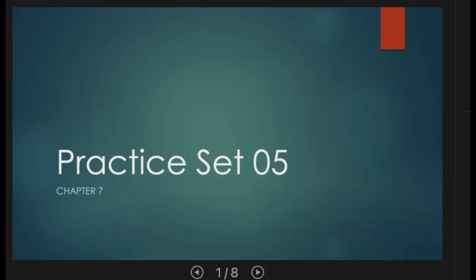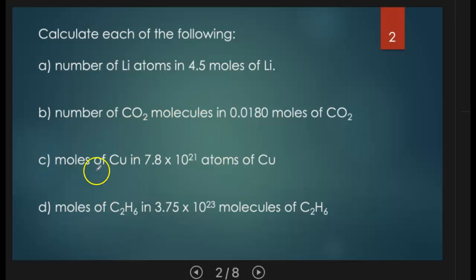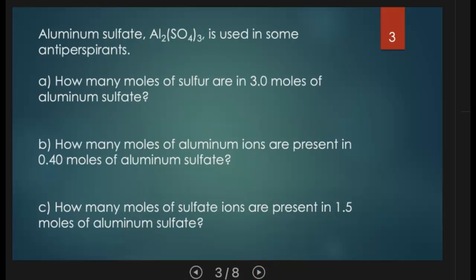Okay, practice set 5, chapter 7. We've already started this, so we've done these first 4 here. That would be on slide 2. This is going to be slide 3. So we're going to move on to the next slide here.